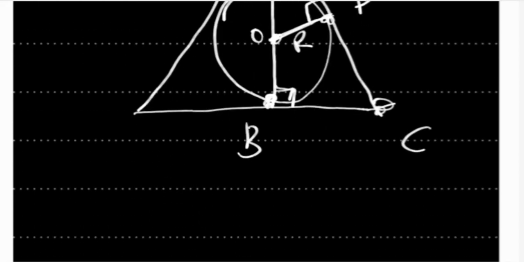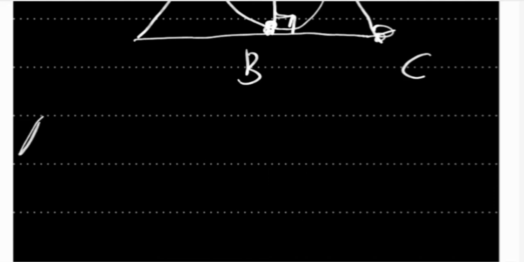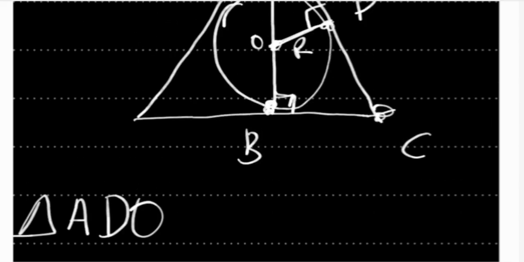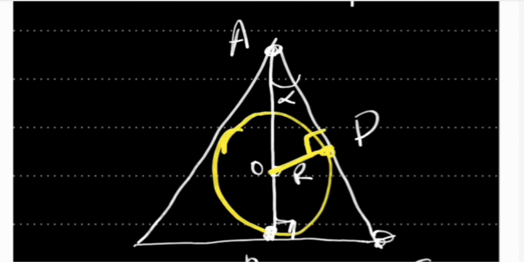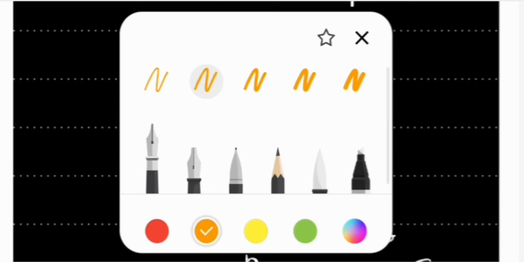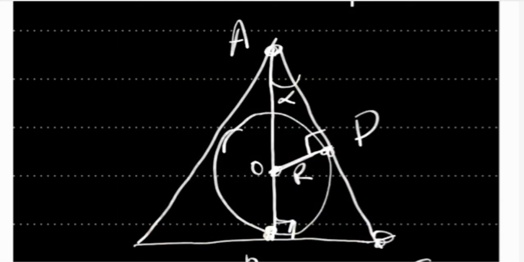So now we are going to use the similarity of triangles. Look at the triangle ADO. What is this one over here? Sorry, this triangle here. One second. This triangle over here, okay? So this is the triangle ADO.